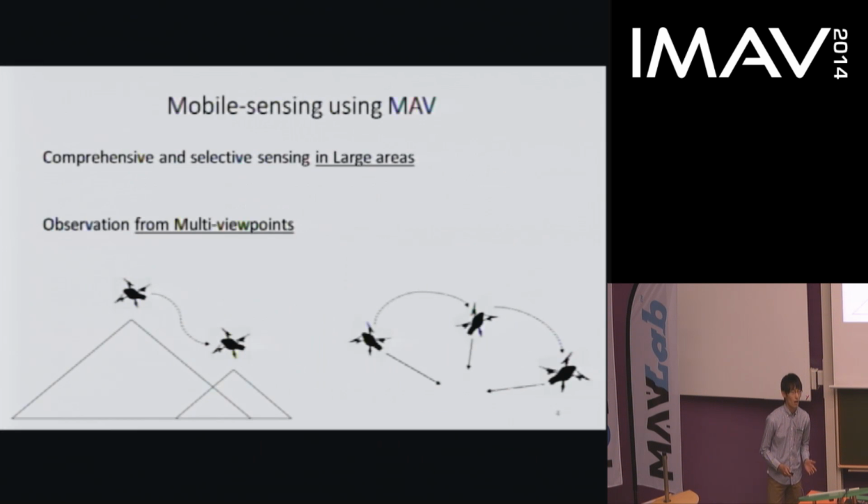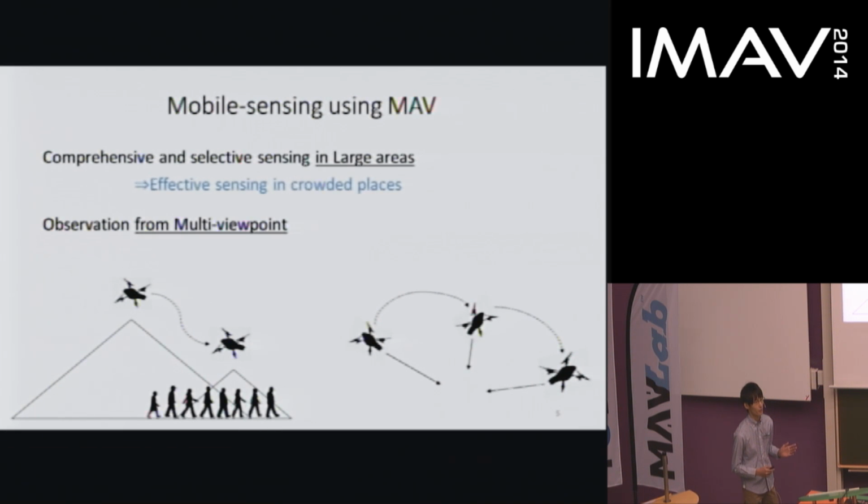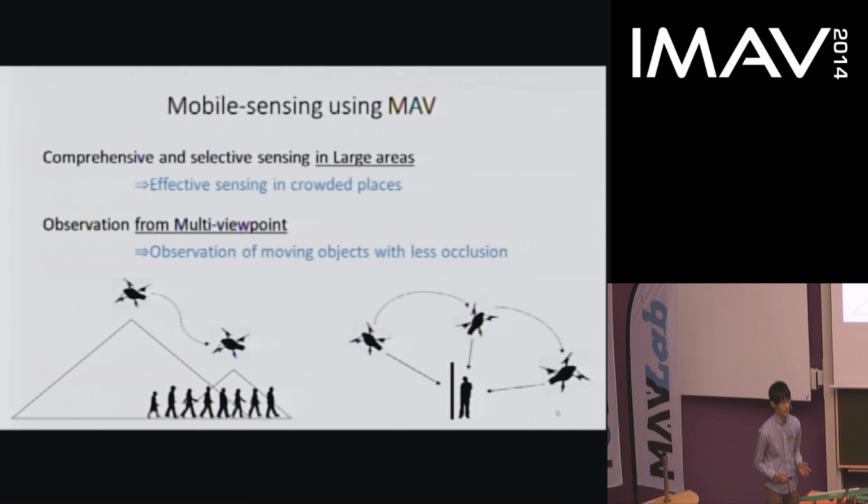a camera. I'd like to explain why we use moving object detection with the MAV. Mobile sensing using a MAV has two strong points. One is comprehensive and selective sensing in large areas, and the other is that it can observe the same object from multiple viewpoints. We'd like to make use of these strong points for moving object sensing using a MAV. The first strong point enables effective sensing in crowded places, and the second enables the observation of moving objects with less occlusion.